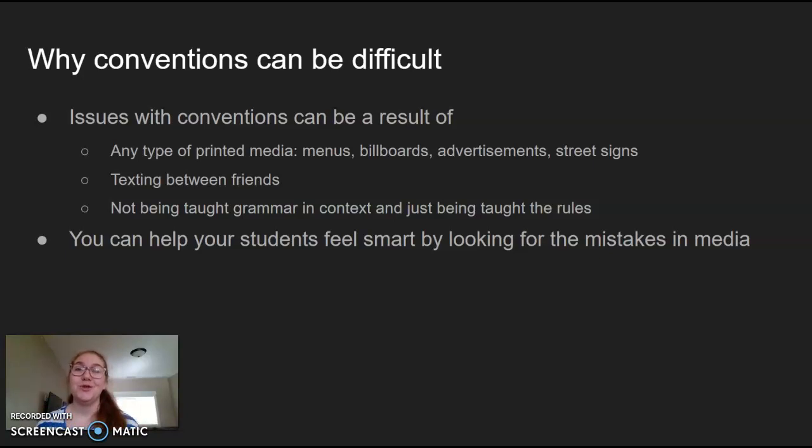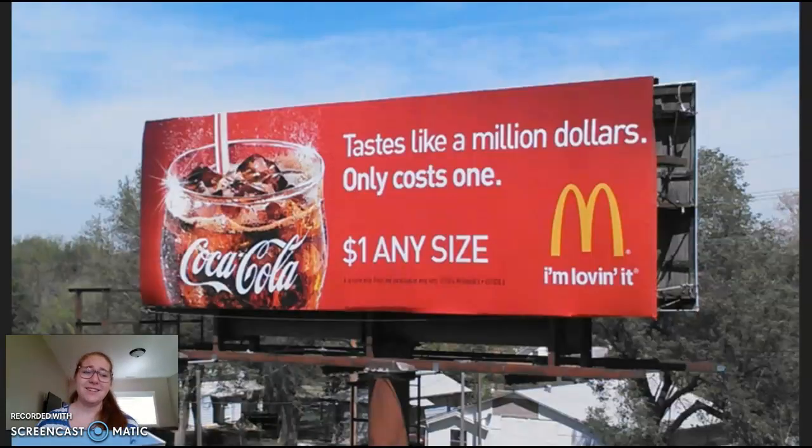But you could help your students feel smart by looking for the mistakes in media, in books, in anything that they're looking at. Have them be looking at and mentally making a note of mistakes that are being made, because it will make them feel smarter, and then you can invite them to share those things with you at an appropriate time. So this is an example of something that I probably would give my students to look at and see if they can find the mistakes. So I'll give you a few seconds to look at this and then I'll start talking about it. And if you need more time, go ahead and pause the video.